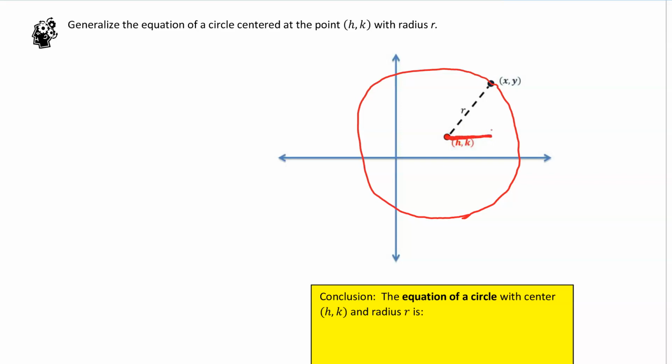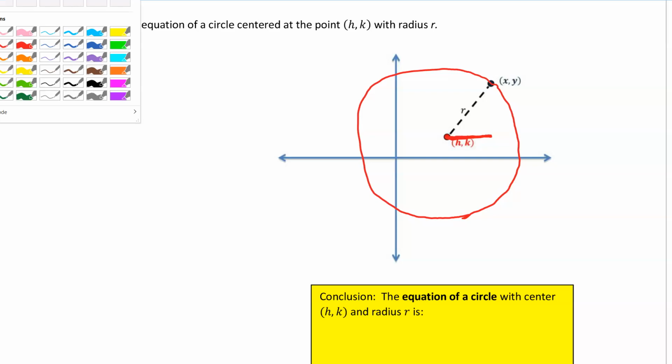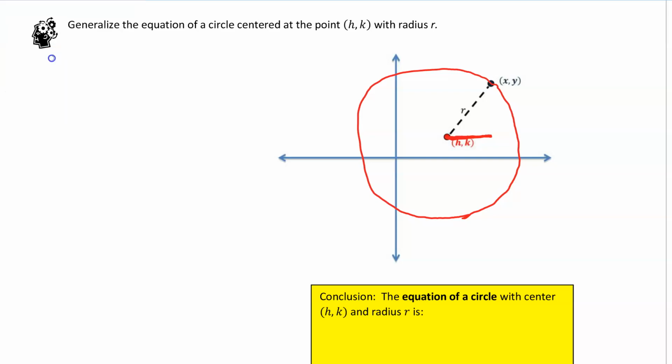There's the horizontal distance, and here is the vertical distance, and that makes a right angle right there. Okay, now let's take a look at the horizontal distance. This right here is x. This right here is h, because that's how you get to those points, right? So the red distance is x minus h, absolute value, in case it's negative.